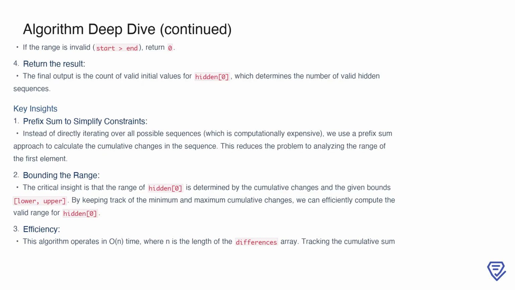and we return 0. The final step is to return the count of valid initial values, which directly corresponds to the number of valid hidden sequences. By focusing on the constraints of hidden 0, we simplify what initially seems like a complex problem into a straightforward calculation. This approach avoids the need to generate and verify all possible sequences, making it both elegant and efficient.